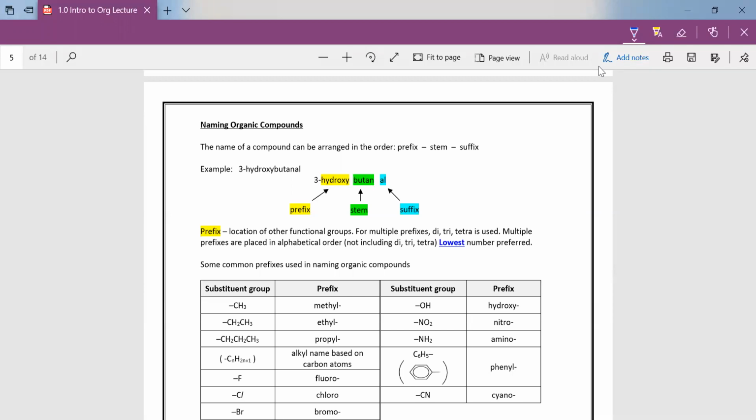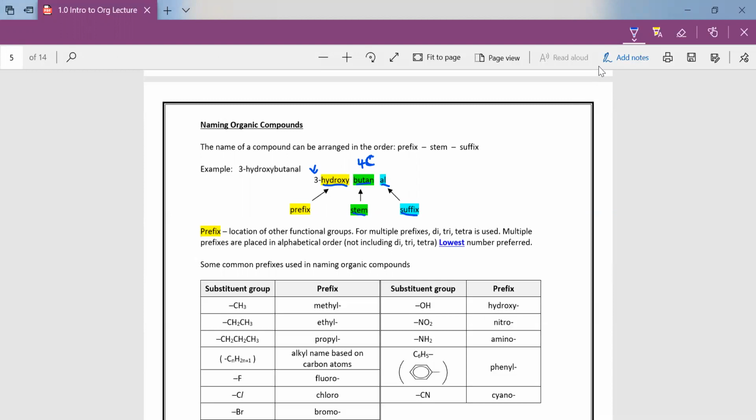3-hydroxybutanal. I've highlighted the prefix, which is the hydroxy group, the stem, which is the number of carbon in the carbon chain, and the suffix, which denotes our functional group. The prefix tells us the location of the non-principal functional group. In this case, the hydroxy is at the third carbon position, out of 4 carbon, because butane is 4 carbon long. So at the third carbon position, we have the hydroxy group.